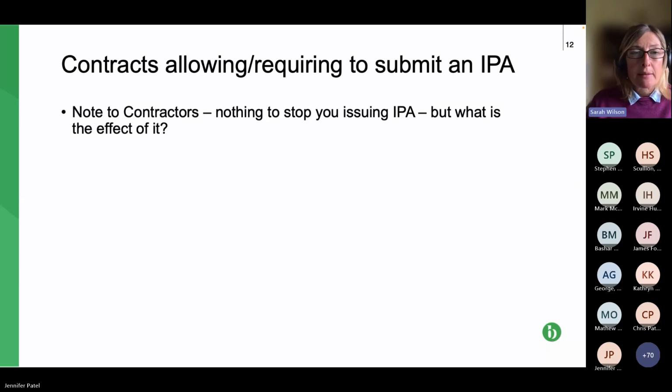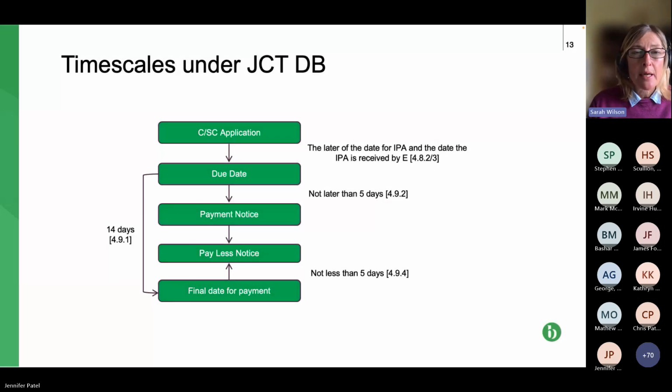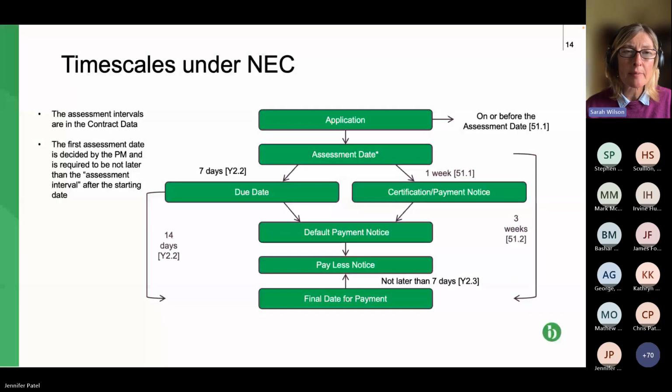Yeah, I mean, that's pretty obvious. Yeah, so we've got JCT. I'm not going to run through this, they're just the timescales in the JCT design and build. Sadly for me and for you, if you work on other JCTs, all the JCT contracts and the subcontracts are different. So if we can move on, and I think we've got the timescales, so hopefully this will be a bit more relevant.